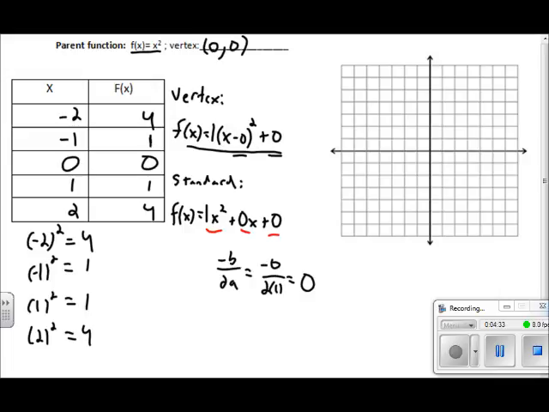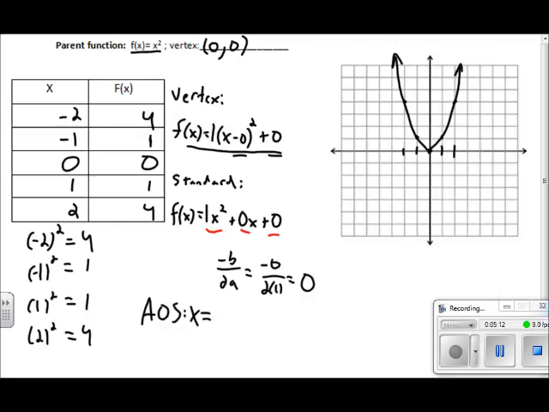So in this case, the parent function, the simple parabola, has vertex at (0, 0). And we have the points (negative 2, 4), (negative 1, 1), (positive 1, 1), and (positive 2, 4). So this is what our parabola is going to look like. If we want to look at it in vertex form and analyze it, other things that we want to look at are the axis of symmetry, which remember is an equation.